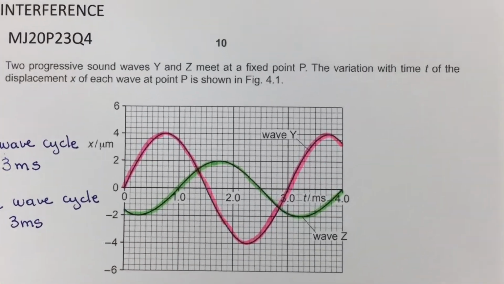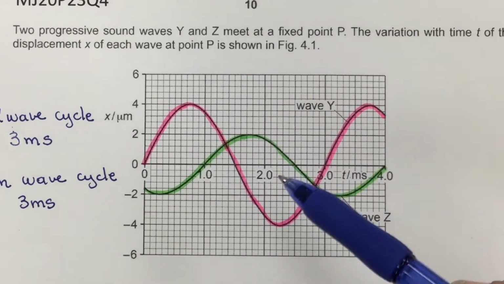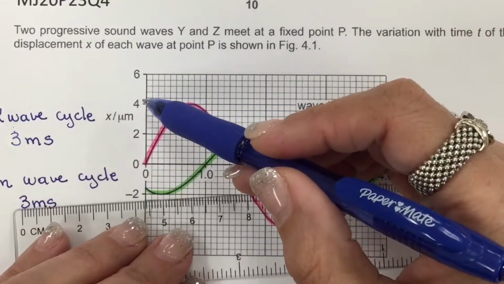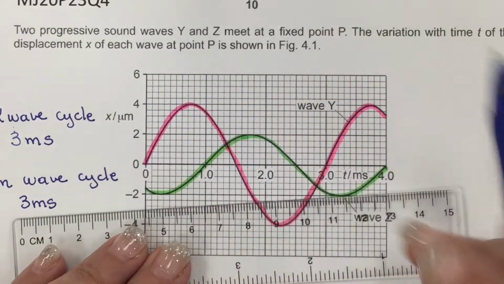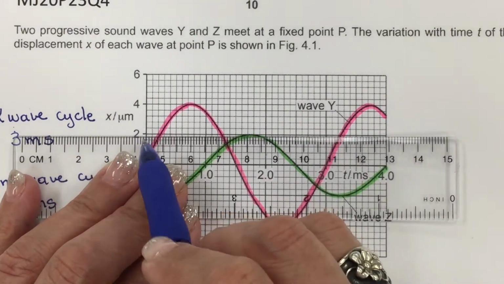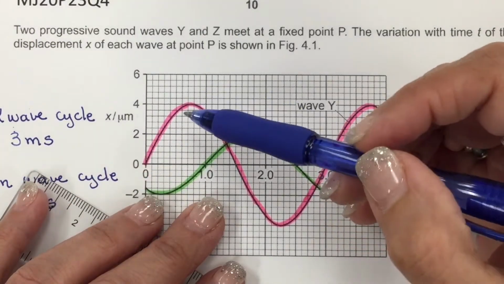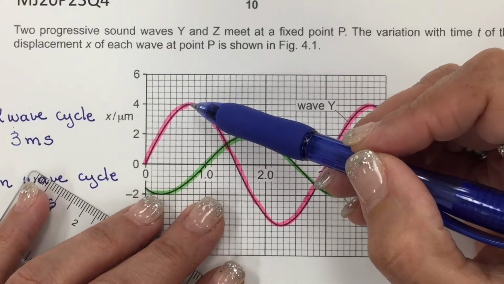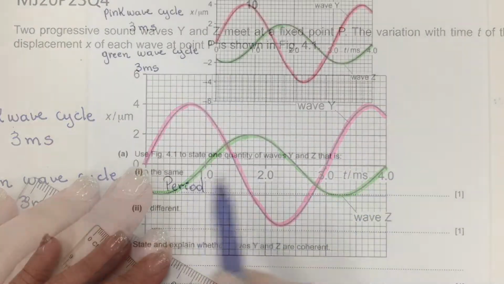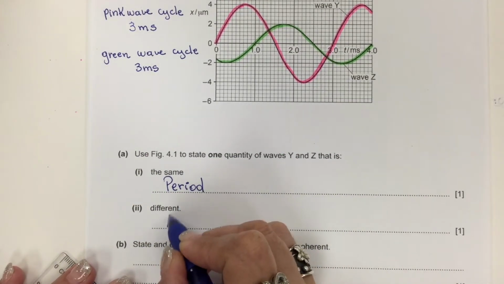Now let's look at what they have different. One is taller than the other one. So the amplitude of the pink one is 4 micrometers, and the amplitude of the green one is 2 micrometers. Just remember, amplitude is the vertical distance between the highest peak of a wave to the equilibrium line. So waves Y and Z have different amplitude.